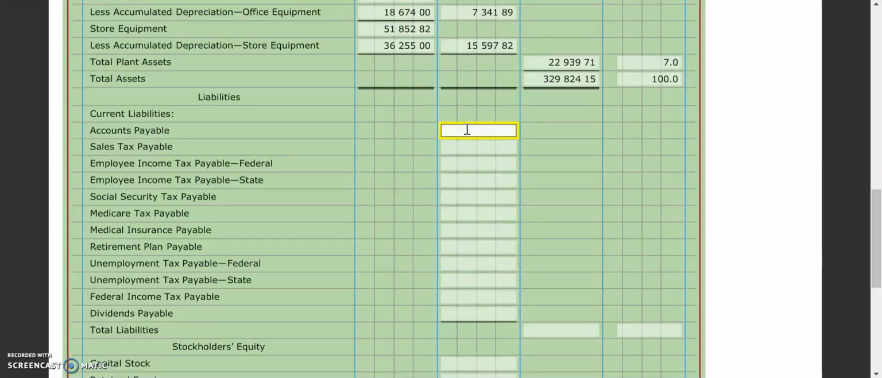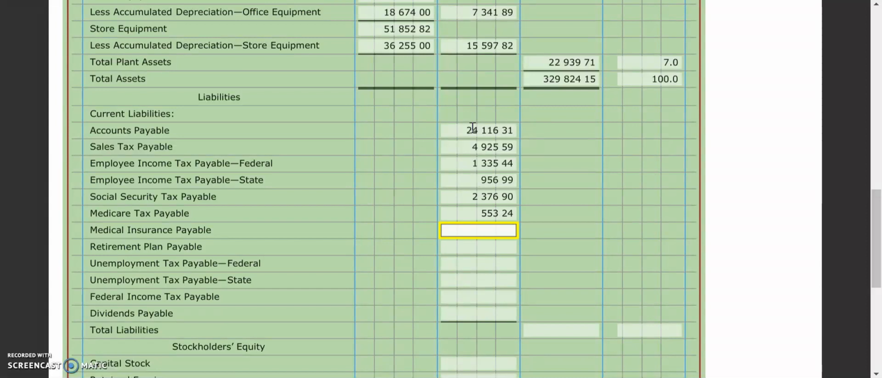So our accounts payable starts off at $24,116.31. Sales tax is $4,925.59. Employee income tax payable is $1,335.44. Income tax for the state is $956.99. Social Security is $2,376.90. Medicare is $553.24.